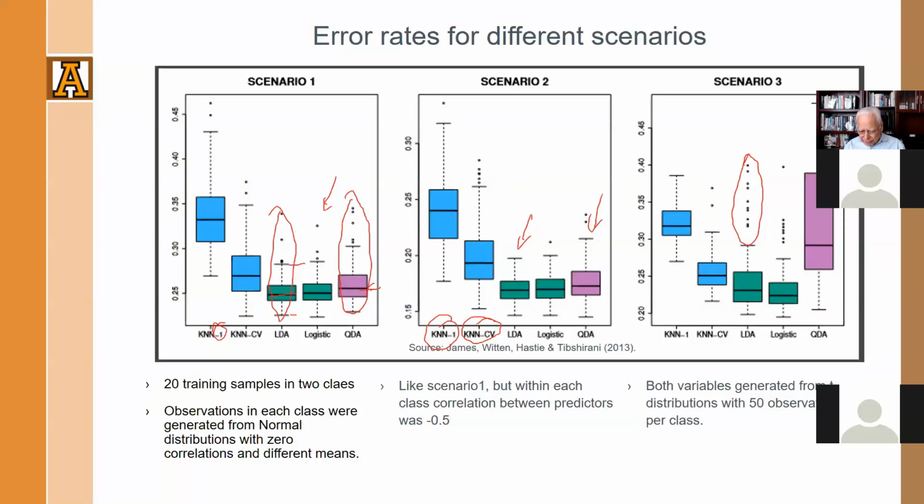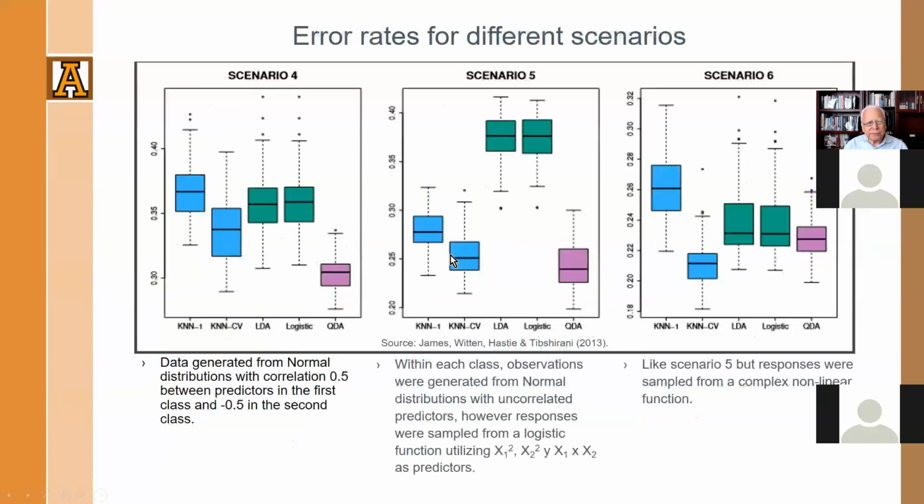Here it appears that the best classifier would be the logistic regression. Quadratic discriminant analysis does a terrible job in classifying when these data are generated from a T distribution, because the assumption in quadratic discriminant analysis, as well as in the linear discriminant analysis, is that we have normal distributions generating those predictors. That's scenario 4. You have data generated from normal distributions with correlation 0.5 and minus 0.5.